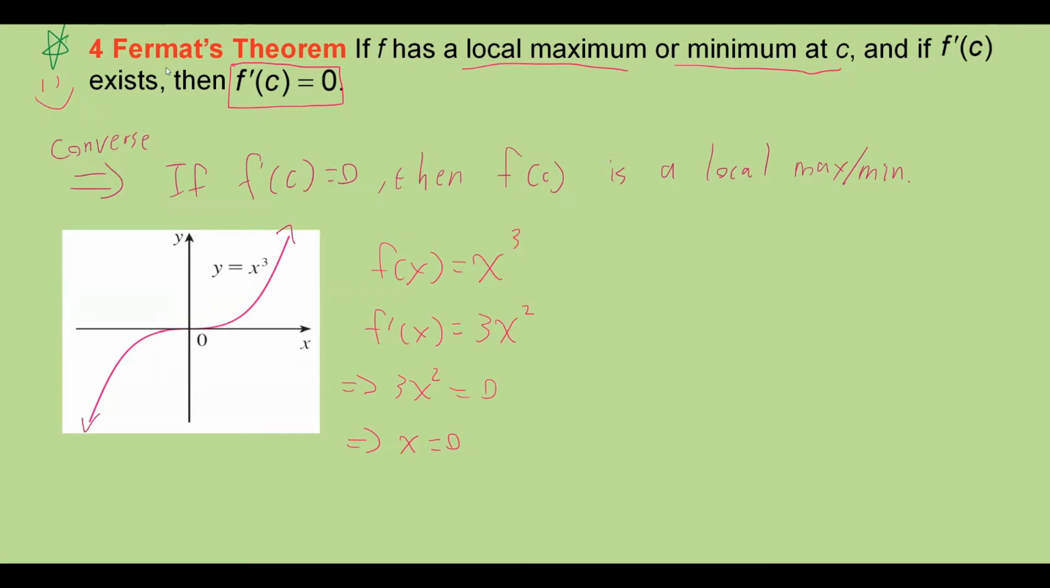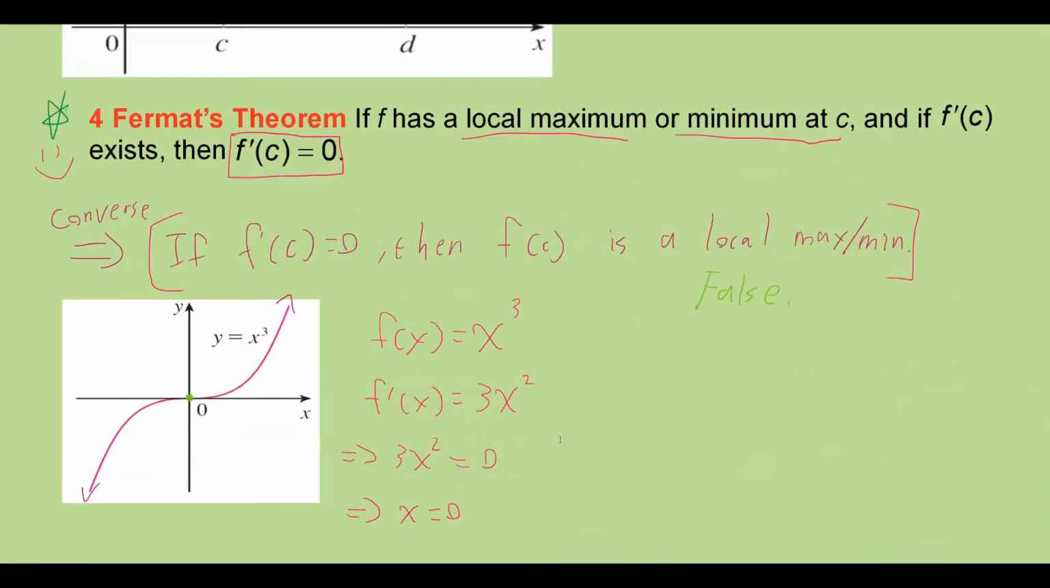Now, if this statement were true, then that means I should have a local max or local min at 0. But if you look at the graph, at x equal to 0, we get this point right here, which is neither, right? It's not a local max nor a local min. So this statement is actually false. The converse is not true. If we have f prime equal to 0, it's possible they can be a local max or a local min, but it does not mean necessarily that they are at least one of them.